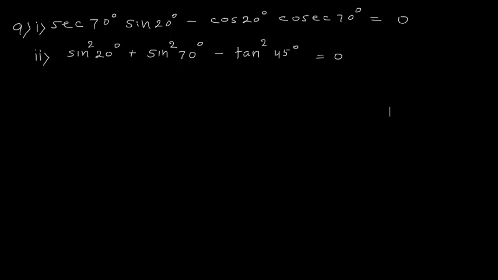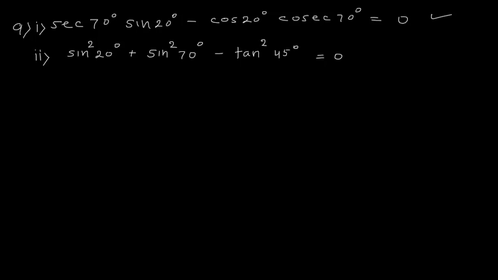Here sec 70 into sin 20 minus cos 20 into cosec 70, you have to prove it is 1. Now see here, you can convert sin theta in cosec theta, or this sec theta in cosec. So here in the first term, sec 70 degree can be written as cosec 20 degree. Now cosec 20 into sin 20 is 1, and here cosec 70 can be converted in sec 20. So cos 20 into sec 20 is 1. So 1 minus 1 is 0. This is how you can prove this statement.